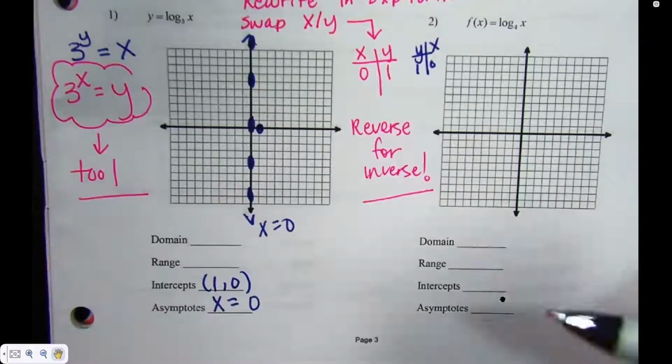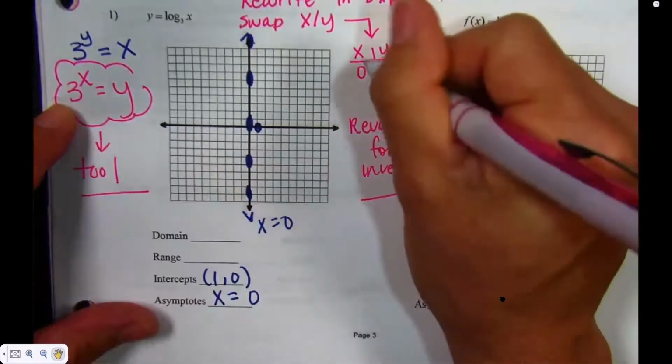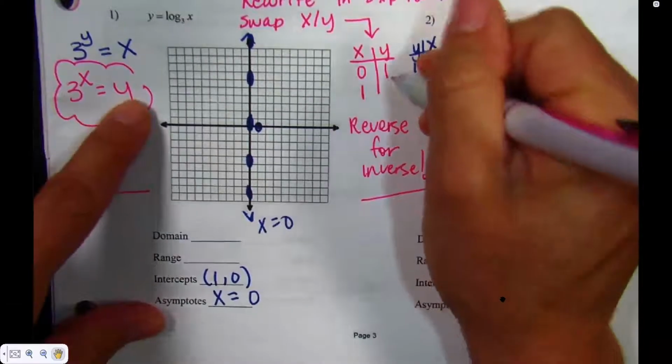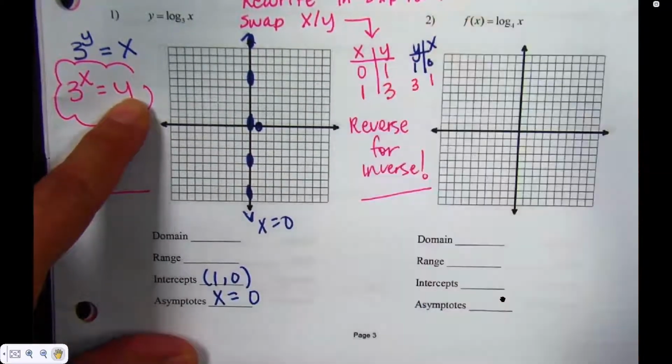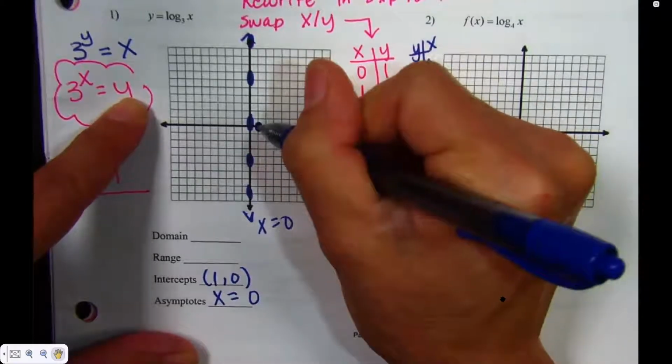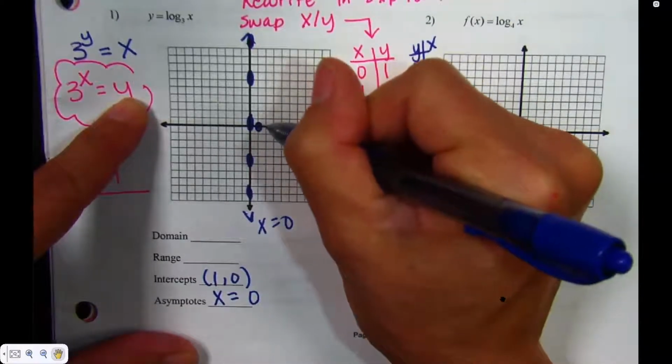Now, if I plotted more ordered pairs, which I can, for this right here, if I did 3 to the first power, my output would be just a 3, which means my inverse would be a 3, 1. So I can go over 3 and go up 1 and continue to plot points. 1, 2, 3, up 1.